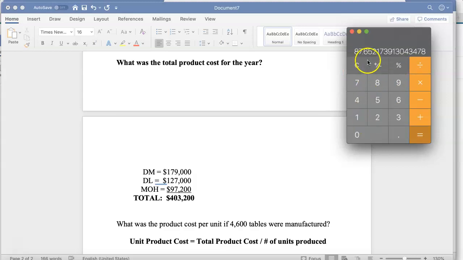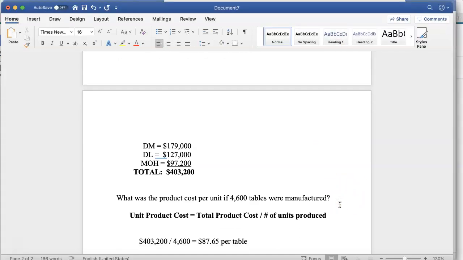So we calculate a product cost, and we'll round to 2 decimal places because we're talking about dollars and cents here. So it looks like $87.65 per unit per table is our unit product cost. So again, this is just an overview of product cost and how to calculate the total and how to calculate per unit product cost.